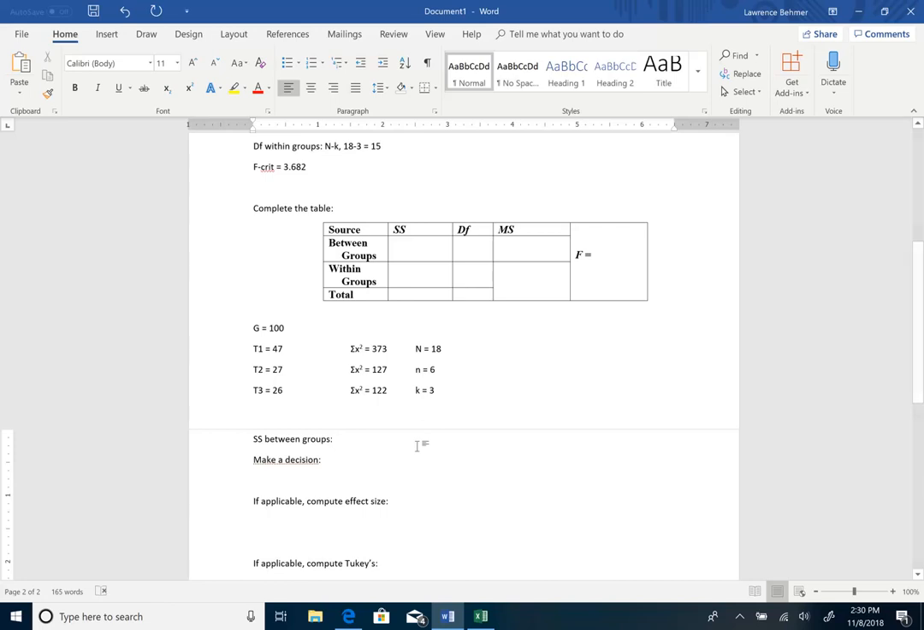So let's just go 47 squared divided by 6, plus 27, and again, you should write this part out, divided by 6. This way I can make sure that you're actually doing the right things here. And then finally, 26 squared divided by 6. And if we were entering into the calculator, we would enter it in this way. And then ultimately, whatever that is, we're going to subtract G squared divided by big N. But let's do this part of the equation first.